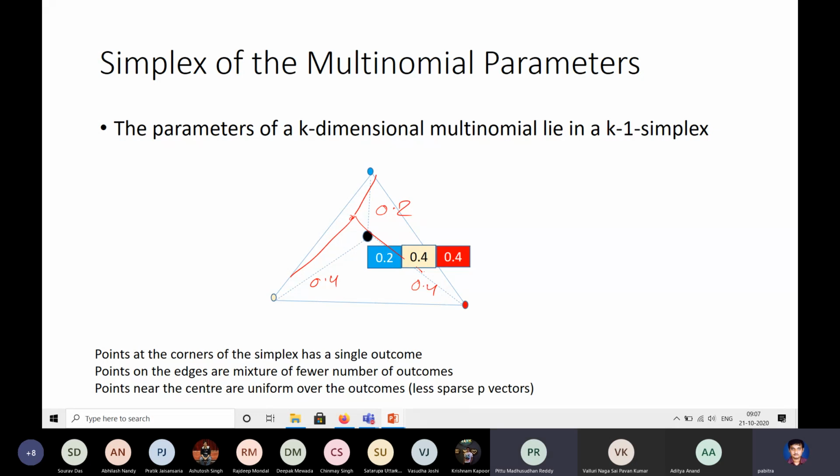Now let us look at the relation between these properties of the multinomial distribution and where they lie in the simplex, where they lie in the triangle. All right. So what would the corners mean? This corner would mean something like blue 0, yellow 1, red 0. This corner would mean blue 0, yellow 0, red 1.